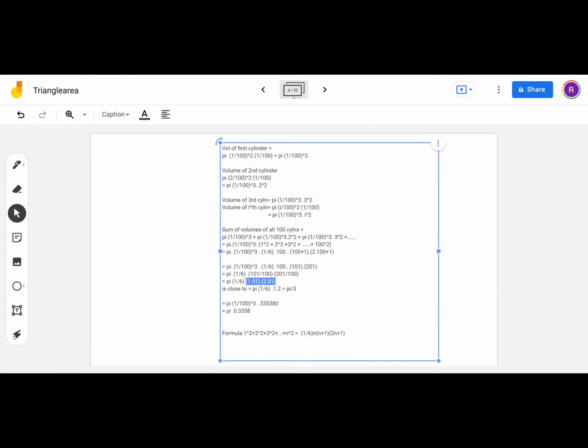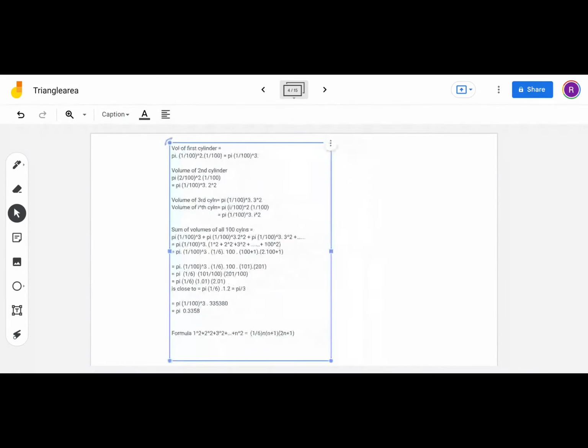Okay, and then when you make n close to infinity, you cannot actually make it infinity, but let's say you make it very close to infinity, like a billion, like 10 to the power 100. Then that 1.01 will become 1.00 zeros and then 1, or 2.100 zeros and 1. And that is actually more close to the volume of the cone.